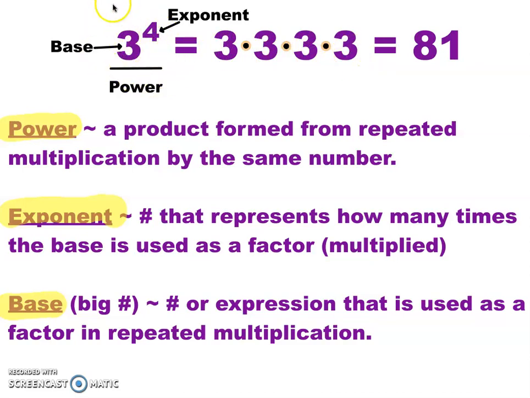Okay, the whole thing is a power. This is the base, this is the exponent. So our power is a product formed from repeated multiplication by the same number. The 3 is the same number. Our exponent is the number that represents how many times that base is used as a factor, or how many times that base is multiplied by itself. The base, again, is that big number, or the number or expression that is used as a factor in repeated multiplication.